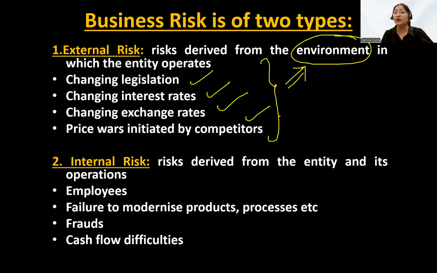And there could be some internal risk factors as well. For example, there could be some risk because of my employees. There could be risk because I was not able to modernize my production methods, or there could be some frauds happening in the company. Now, all of these factors are not because of some outside factors. This is because of the inside factors. These are leading to the business risk. So, business risk could come from either the external factors or the internal factors.